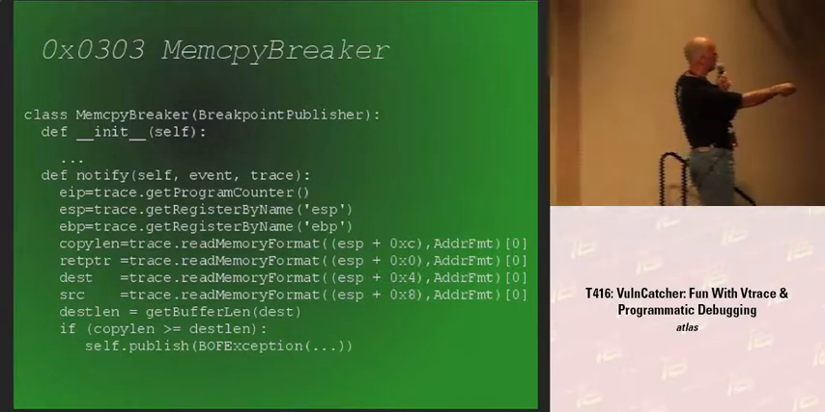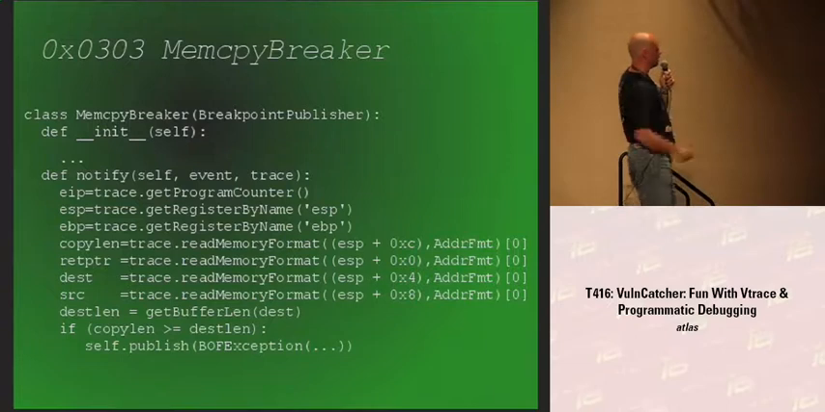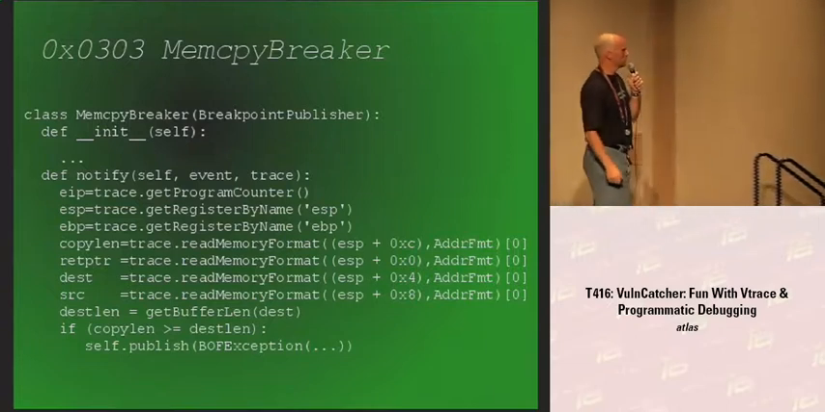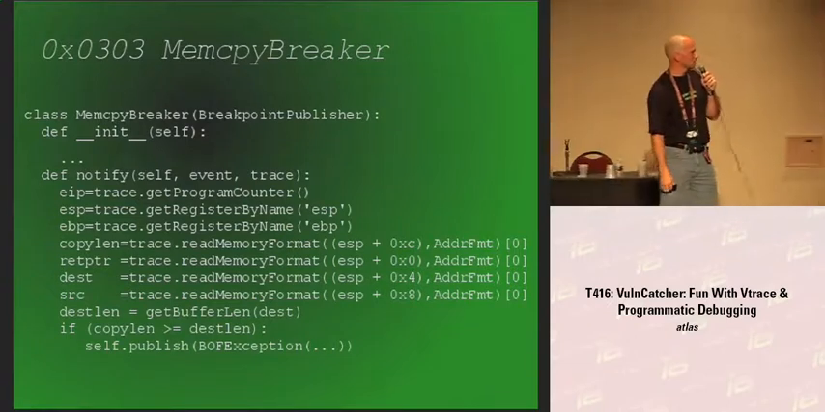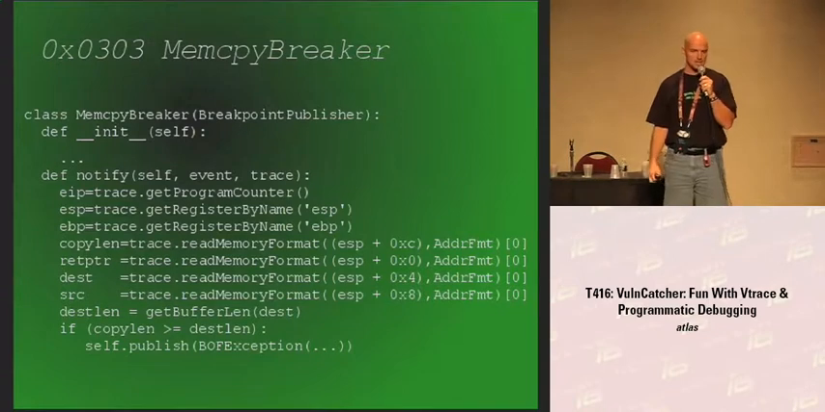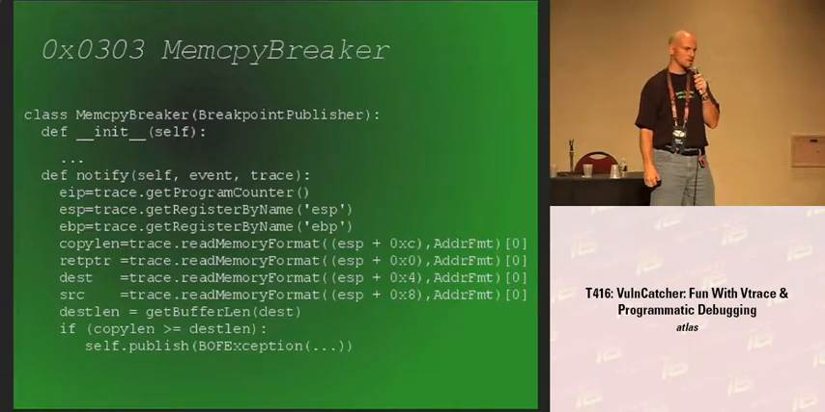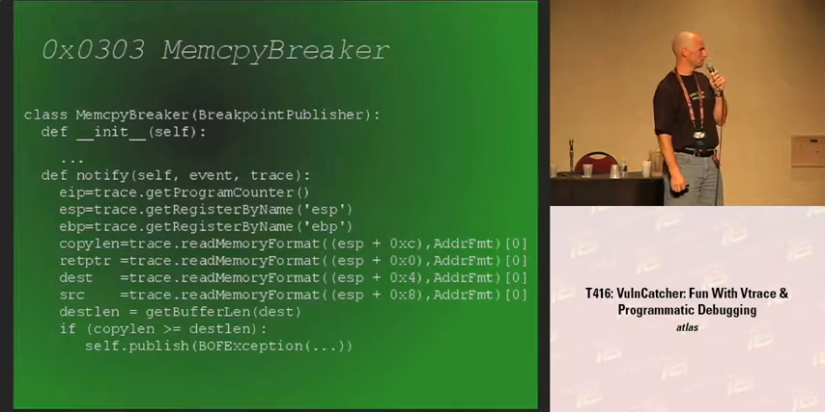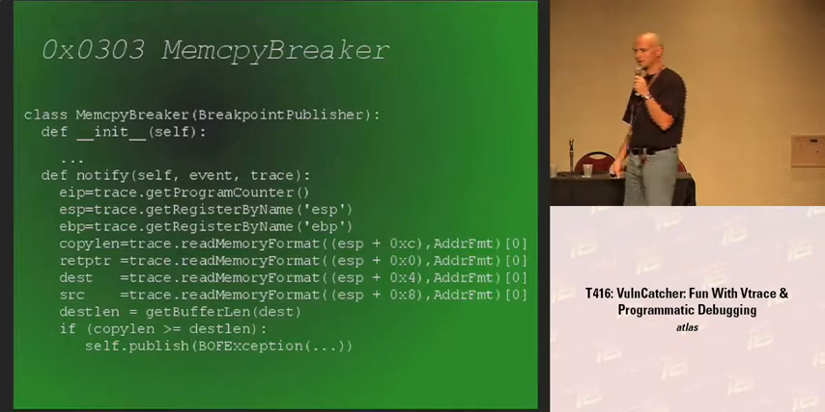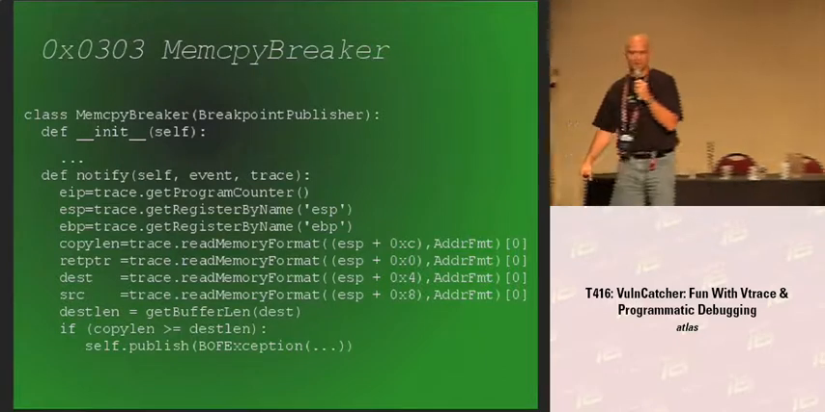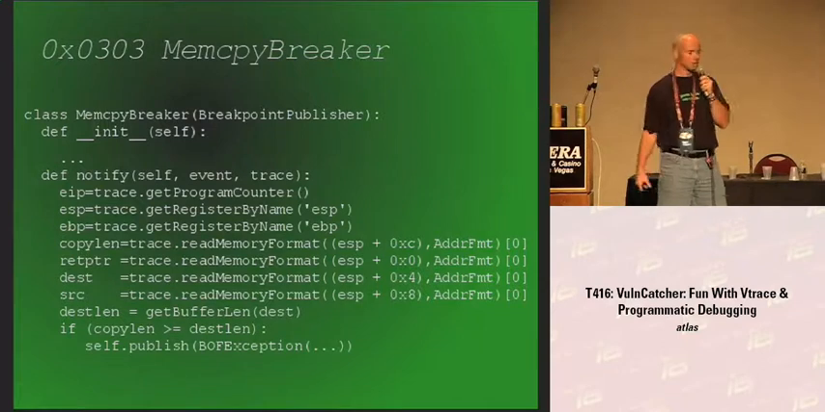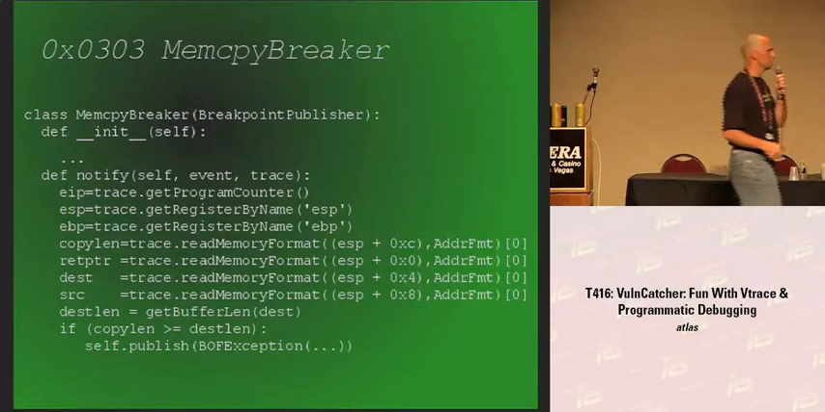Pulling that off the stack too. We find out how far away the ret pointer is. We get the destination and the source. We check to see how long the destination buffer is, and then we compare. If there's going to be an overwrite, we alert. Pretty simple, huh?